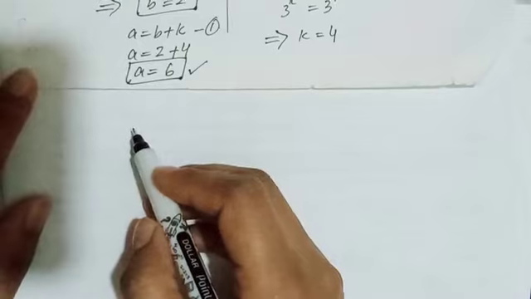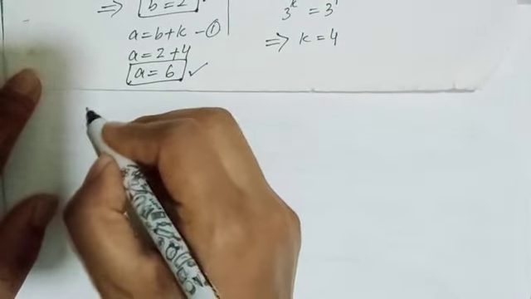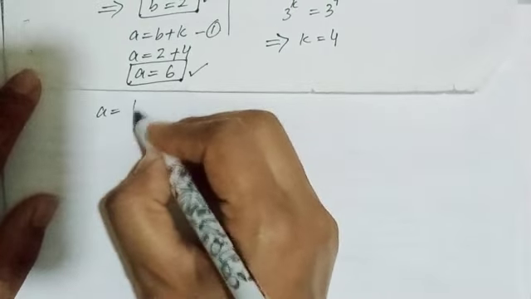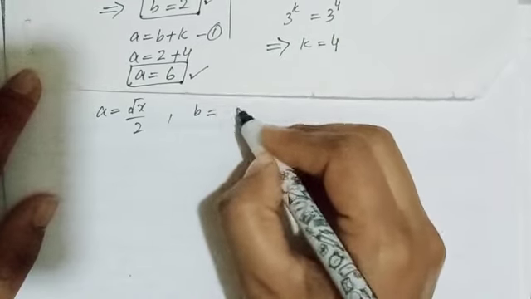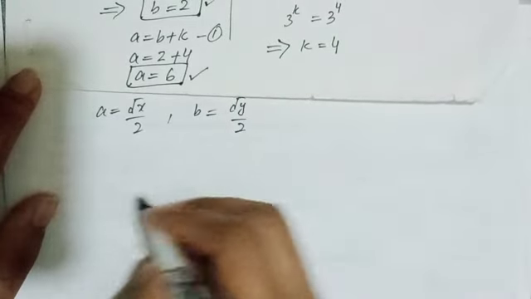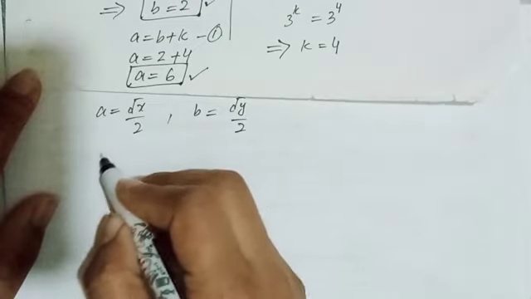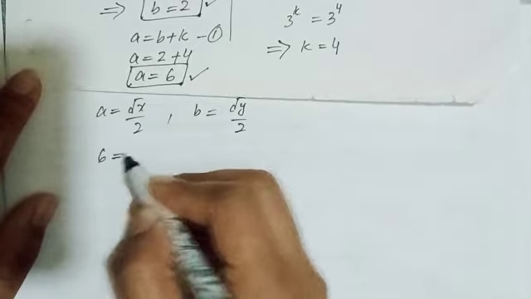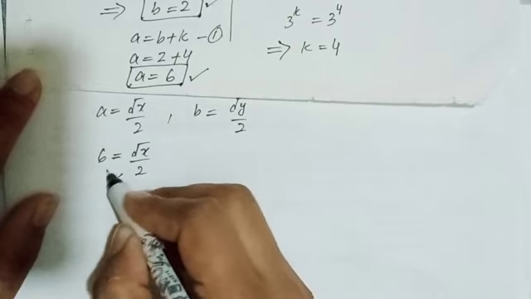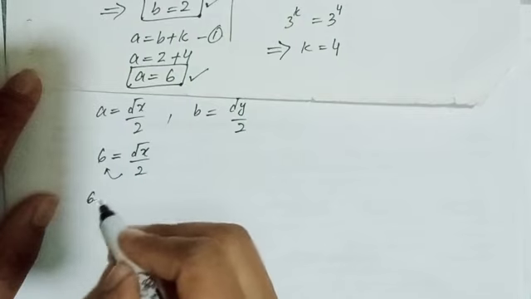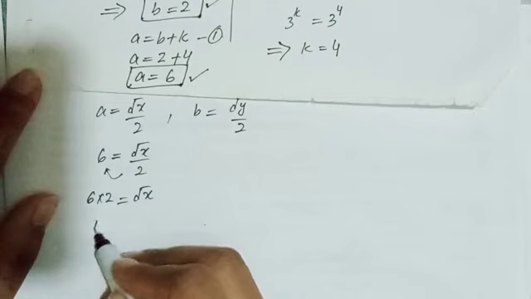Now let's put these values a and b into the supposition. a is equal to square root x by 2 and b is equal to square root y by 2. Here I found the two values that a is equal to 6, so 6 is equal to square root x by 2. It will be multiplying the opposite side. 6 multiplied by 2 is equal to square root x. So that is 12.